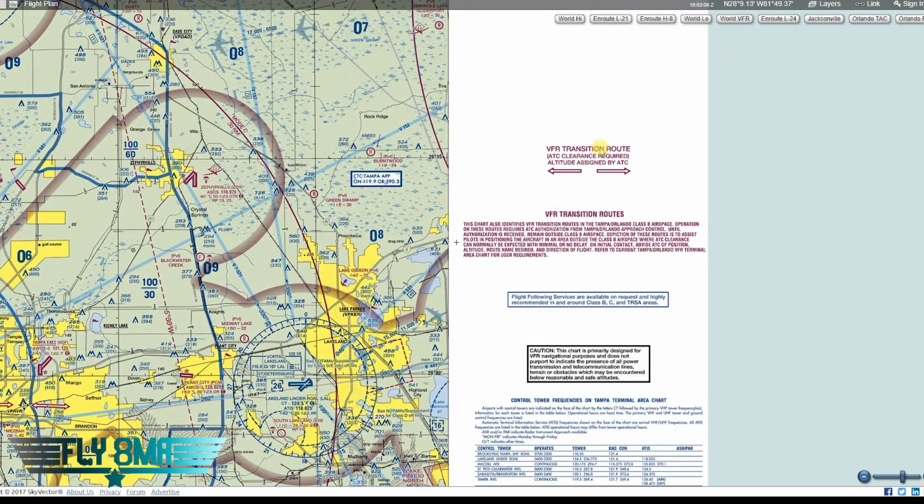So that is why we have this VFR corridor, these magenta arrows, and that is a VFR transition route, a VFR corridor through the Class B airspace. Now you can't just go fly through it. You still need ATC clearance, like it says here, and there's a few little instructions here.